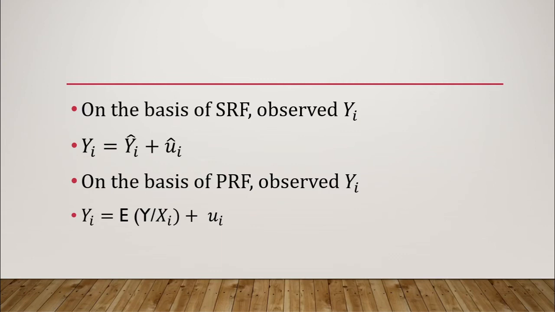So, on the basis of the sample observation, on the basis of the sample regression function, the observed value of the dependent variable Yi is equal to Yi hat plus ui hat, where Yi hat is the estimated value of Y on the basis of the sample regression function, and ui hat is an estimator of the residual term of the population regression function. The observed value of Yi is equal to the expected value of Y given Xi plus ui.